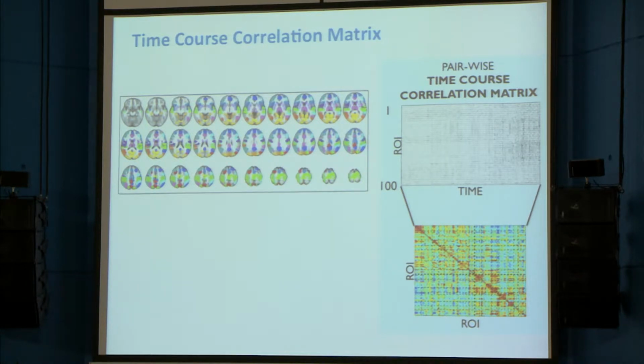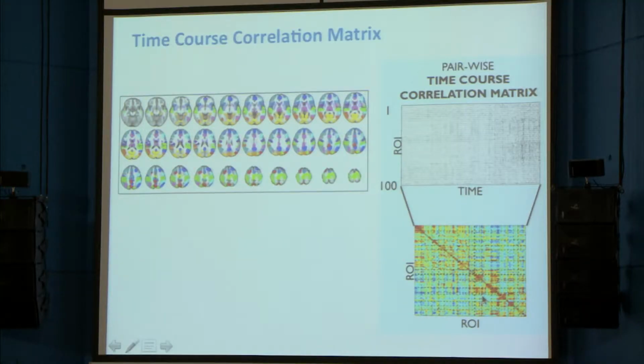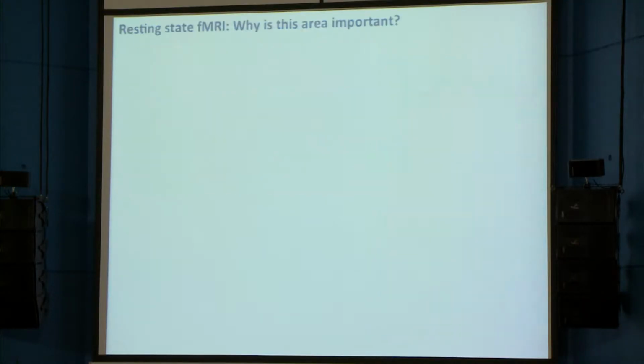Another way to look at it that's even more efficient and potentially more powerful is to chop up the brain into segments. Instead of having 10,000 segments of voxels, we chop up the brain into, let's say, 100 regions, and we just make a correlation matrix. We put all these regions in a time series and make a matrix of the pairwise correlation between each region and every other region. This makes for a nice pattern that we can actually do analysis on. That's basically a time course correlation matrix.